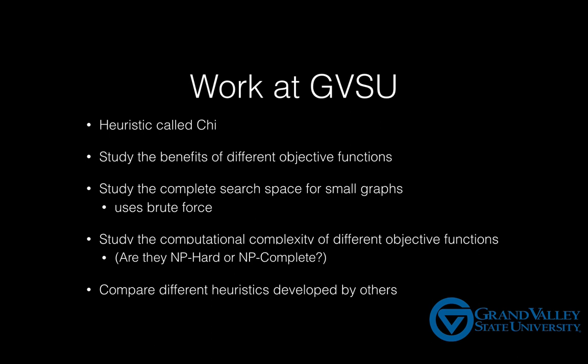We also plan to spend some time comparing different community finding algorithms developed by others. Because these different algorithms tend to use different objective functions, they haven't always been carefully compared to each other. So we're considering using Chi's objective function as a standard to measure some of these different heuristics.